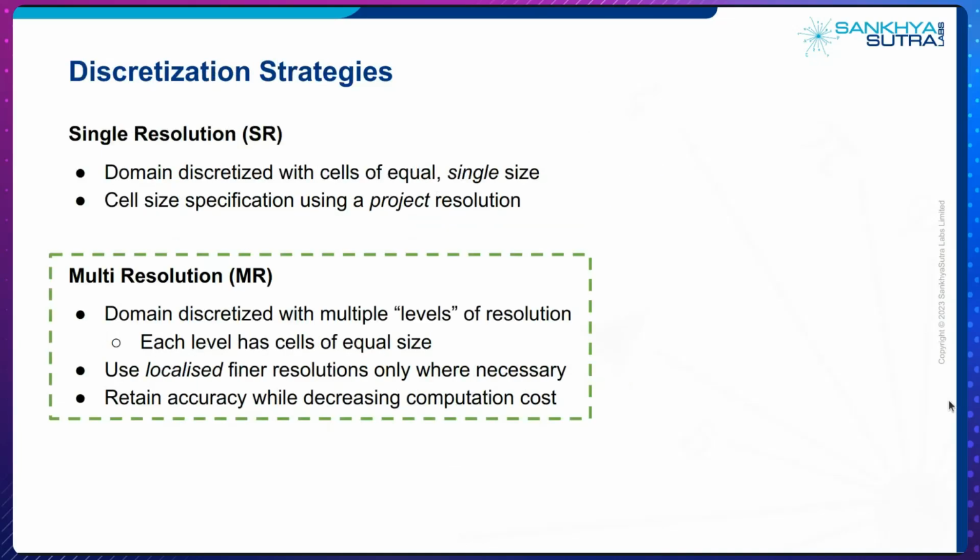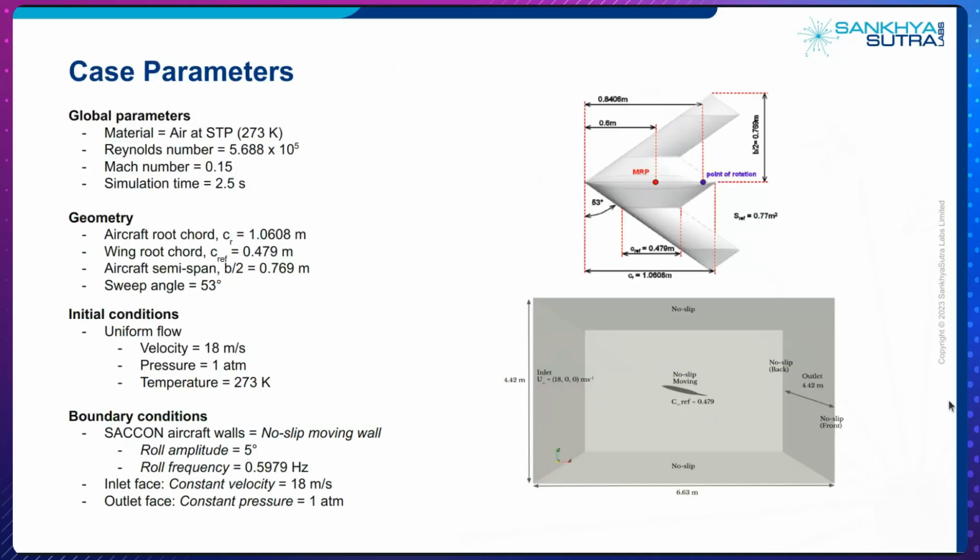And we will be using a multi-resolution grid strategy. Like I described to you earlier, I told you that we use an octree grid structure with different resolutions that coarsen out. So we'll be using this coarsening out of the grid for our simulation case here. And this allows us to retain accuracy while we decrease computational cost by using only localized fine resolutions.